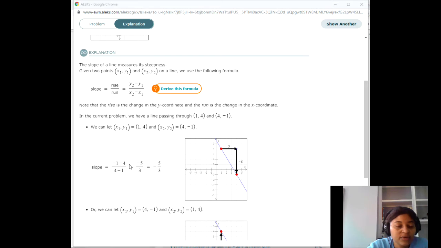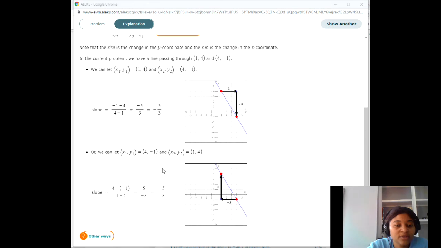Keep in mind, -1 minus 4 equals a -5. And then they have a 4 minus 1 equals 3. So the answer is a -5 over 3. You can see there's your answer there.